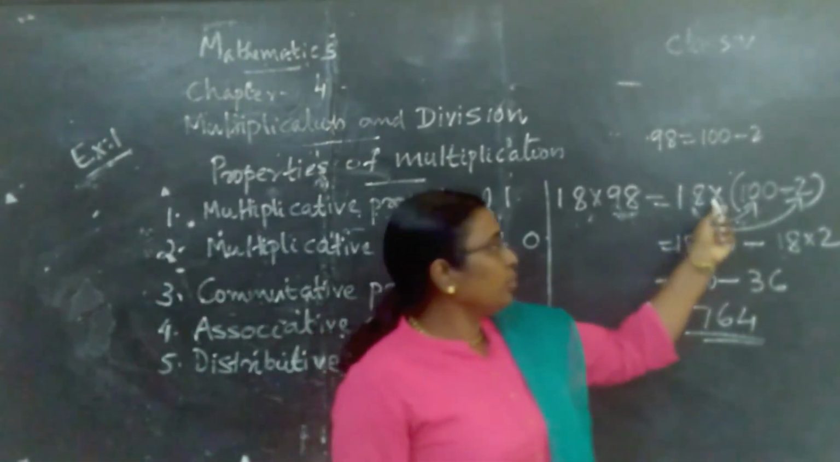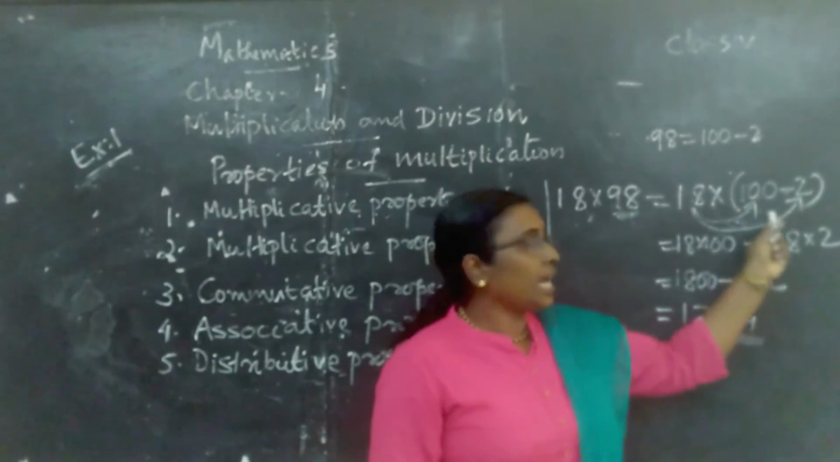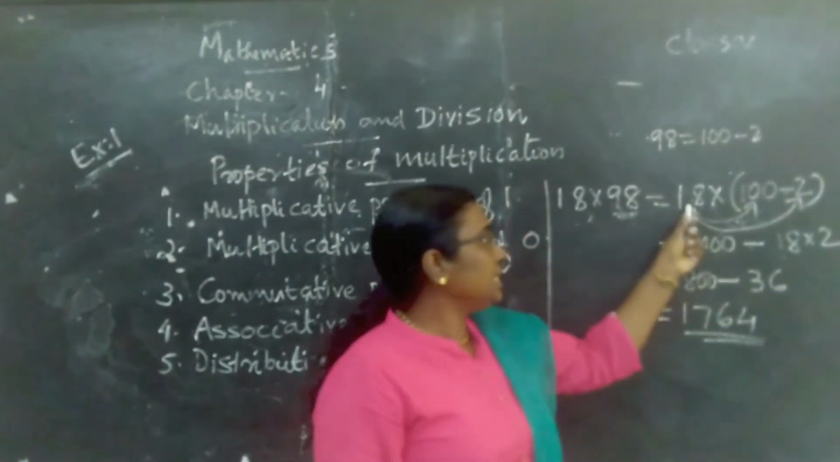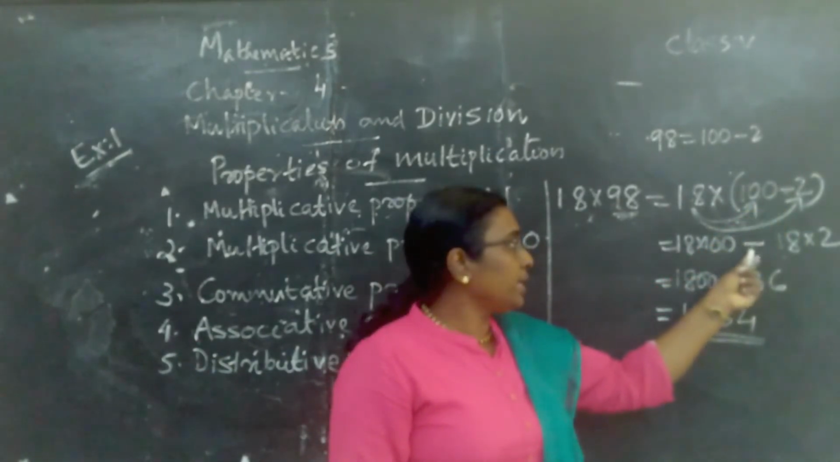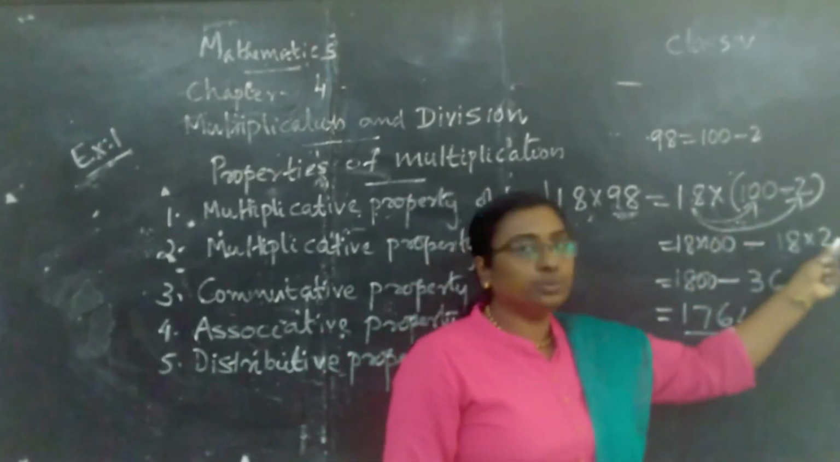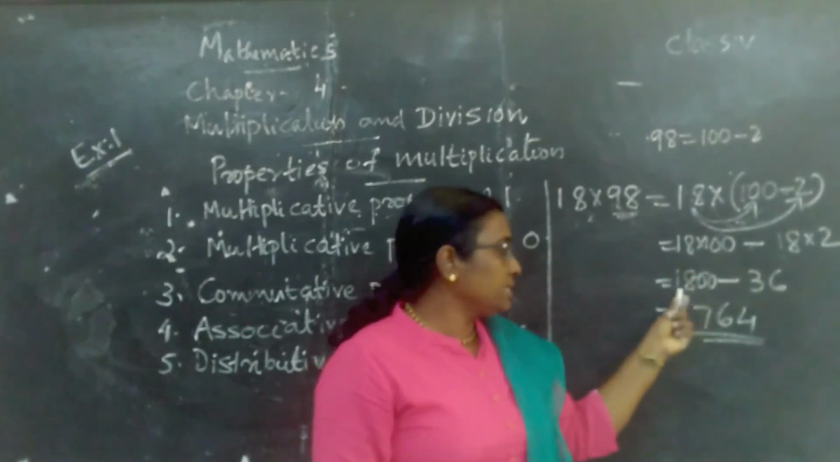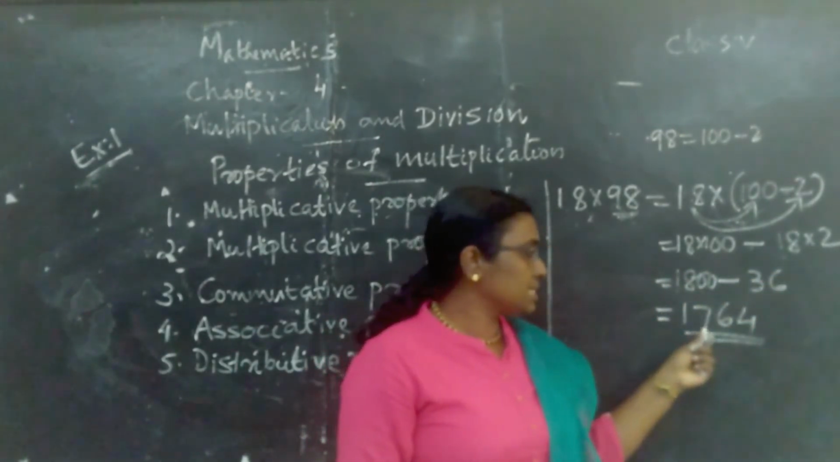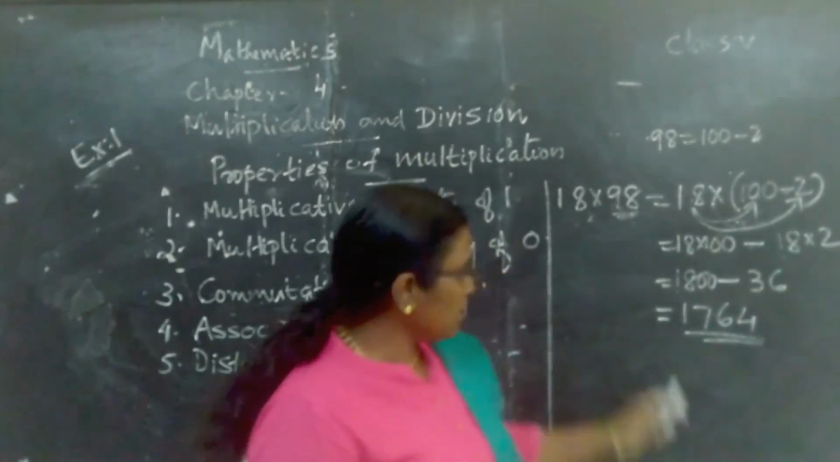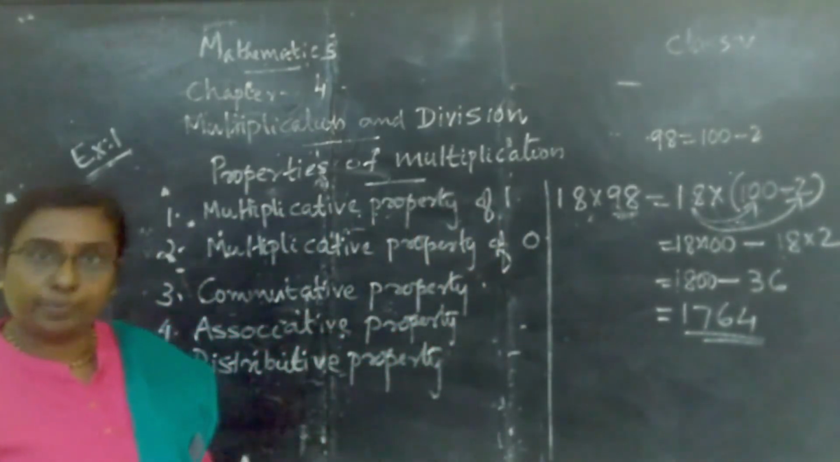Here we distribute this multiplication to 100 and 2. That is 18 into 100. This symbol is minus, so write minus here. Then 18 into 2. 18 into 100 is 1800, minus 18 into 2 which is 36, then 1764. This is the distributive property over subtraction.